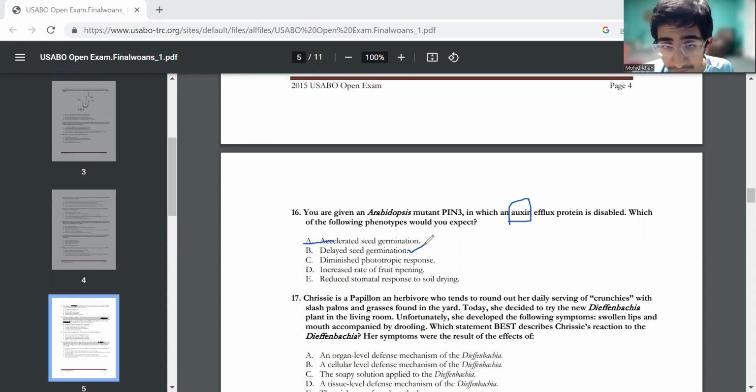Delayed seed germination. Diminished phototropic response, that is obviously correct. That is the main function of auxin. If you search up what does auxin do, that is the number one thing that comes up. So that is definitely one of the answers. And increased rate of fruit ripening, that is not correct. I think that is ethylene gas. And then reduced stomatal response to soil drying. That's not correct either.